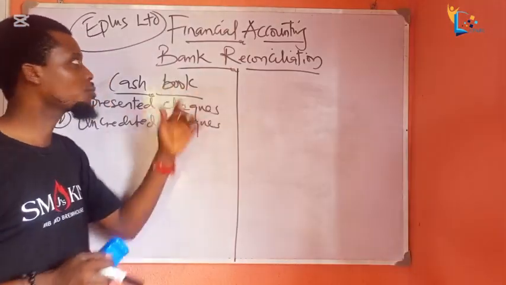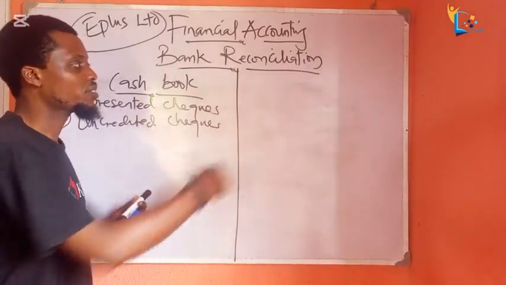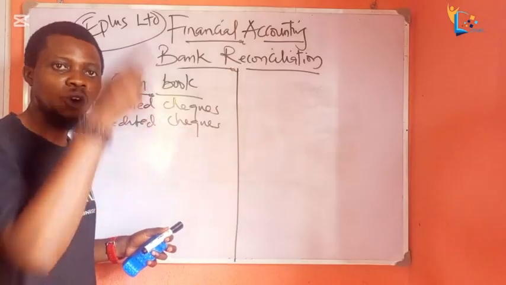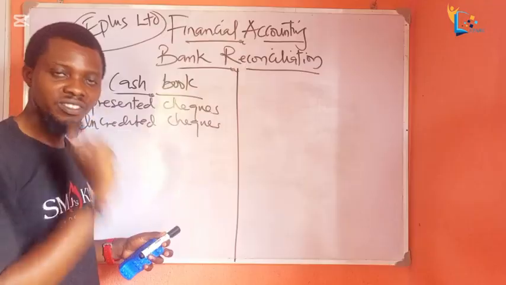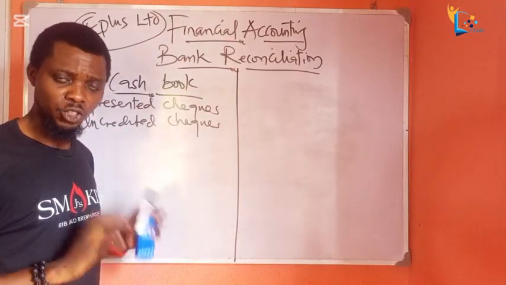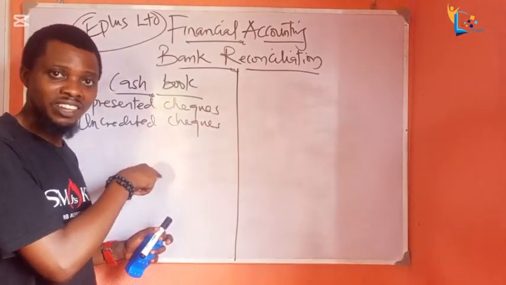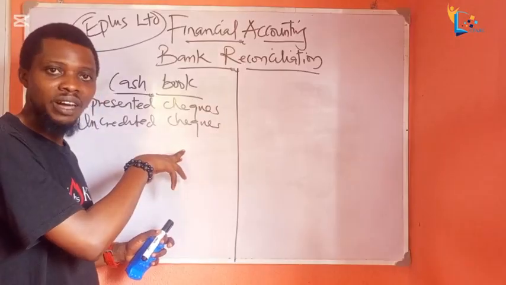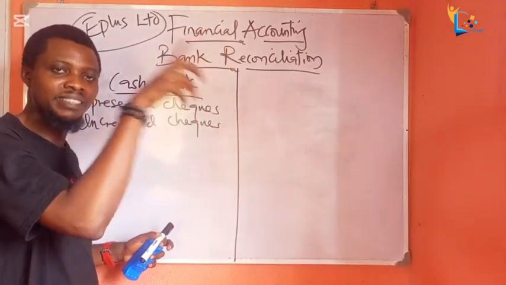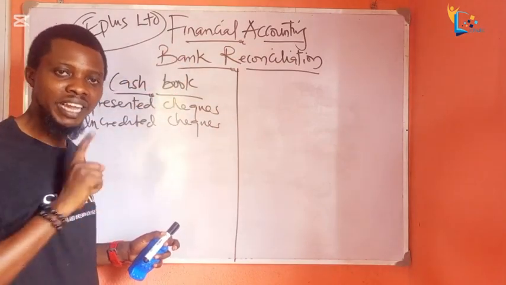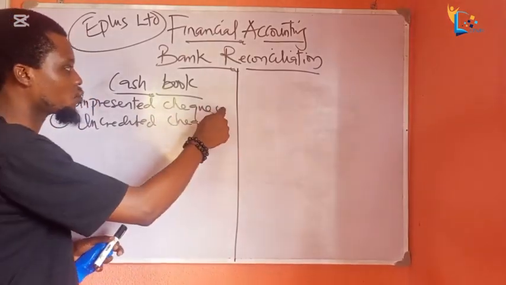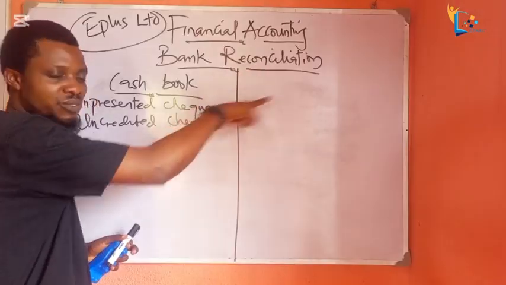But meanwhile, in the cash book of ePlus, they have credited it. They have recorded it on the credit side of their cash book. Their money has gone out. But the people who are supposed to receive value have not presented the check for payment. Do you get it? So in this case, the cash book has been reduced by that amount. Meanwhile, the bank statement has not been reduced by that amount. Do you get it? So this is one of the factors that may cause those differences.